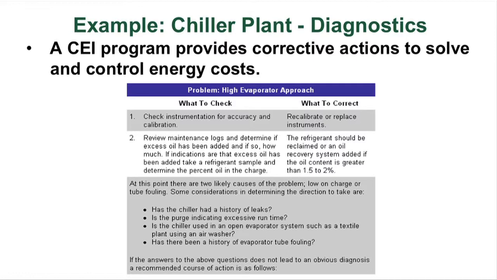what to check. First thing to check is, are my instruments reading correctly? Are the measurements correct? And then you can go and review the maintenance logs and determine, did I add too much oil, or is there other problems such as scale in the evaporator tube bundle on the water side? There's lots of different things. So the point is that problems can be spotted early in a chiller that appears to be operating okay using the data that you already have.